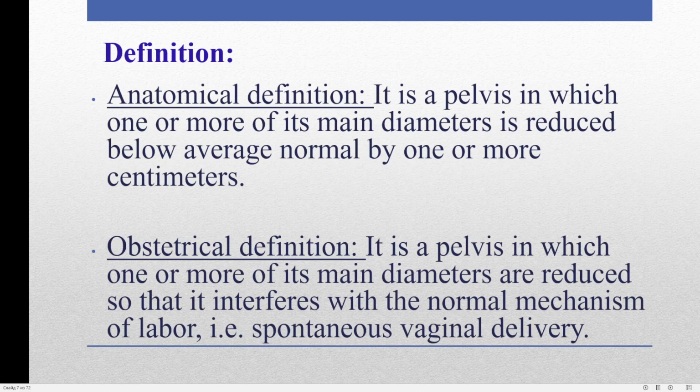Anatomical definition: it is a pelvis in which one or more of its diameters is reduced below the average normal by 1 or more centimeters. Obstetrical definition: it is a pelvis in which one or more of the main diameters are reduced so that it interferes with the normal mechanism of labor and may make spontaneous vaginal delivery difficult.